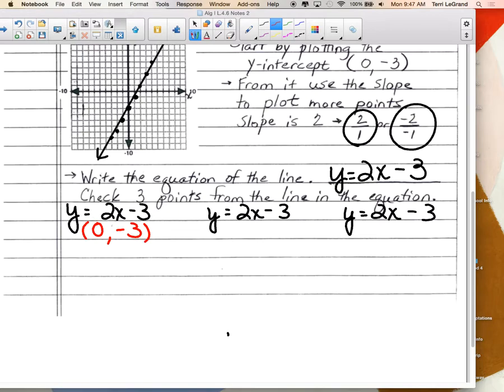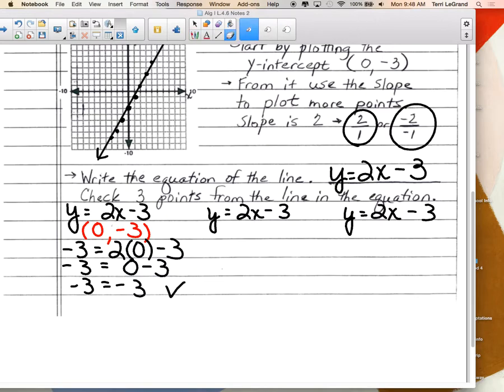So we will substitute in for our y value, negative 3, for our x value, 0. Negative 3 equals 2 times 0 is 0. So we'll have 0 take away 3. And what is 0 take away 3? Negative 3. Okay, that one checks out. Okay. Give me another ordered pair that's on that line.